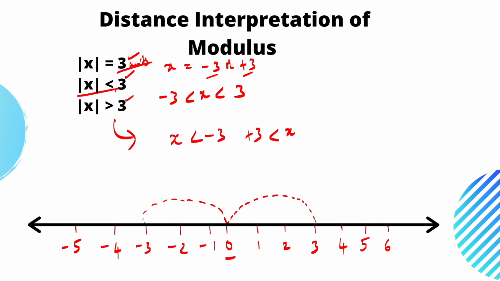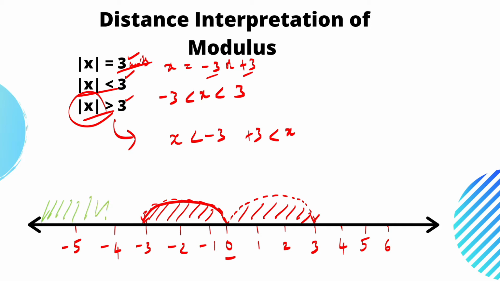And second case, modulus of x is less than 3, which means x is covering this range, right? From minus 3 to plus 3. X is in between this range. When it comes to the third case where modulus of x is greater than 3, right? So until 3 it is covering till here, in case of minus 3, in case of plus 3. So we have to consider the remaining part, right from minus 3 to minus infinity, and right from plus 3 to plus infinity.